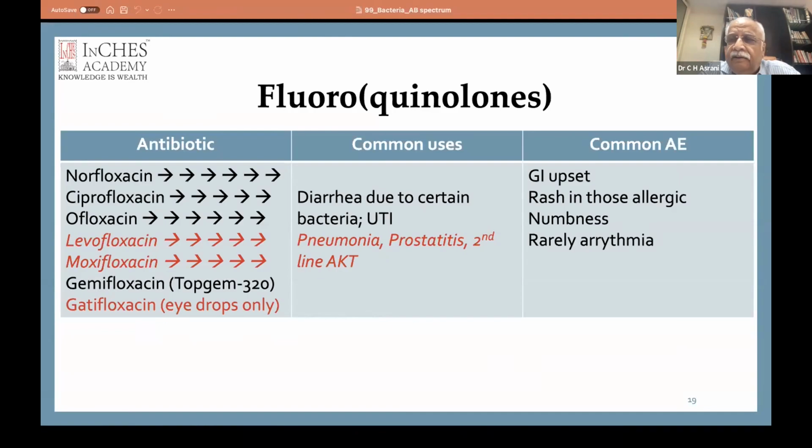Then what happened? The disease that we suffer from, irrational use of antibiotics. Pharma industry promoted Cipro like nobody's business. And today, norfloxacin does not work. Cipro hardly works. So the common uses: diarrhea due to certain bacteria and UTI, norfloxacin, ciprofloxacin, ofloxacin. Levo and moxi we use in pneumonia, prostatitis, and second line anti-tuberculosis treatment. Common side effects remain the same: GI upset, rash in those allergic to quinolones, numbness, and very rarely arrhythmia if the patient is diabetic or a heart disease patient.